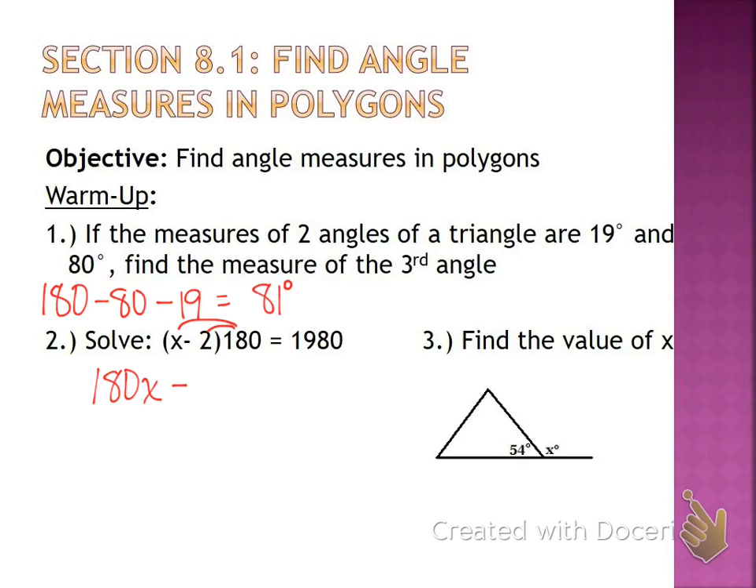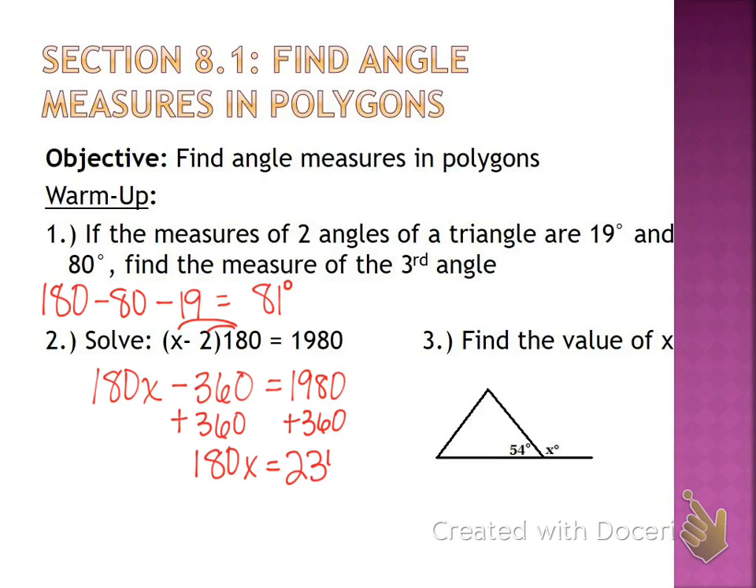180x minus 360 equals 1,980. Then we would have to add 360 to both sides. 180x equals 2,340, and our last step would be divide by 180. What do we get for x? 13. Did anybody go about it a different way?